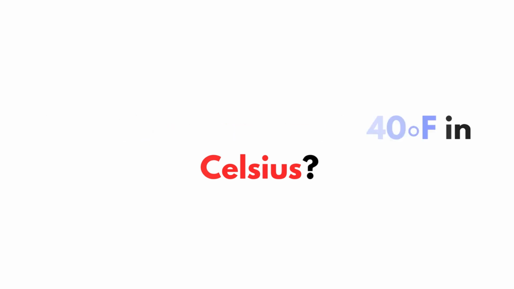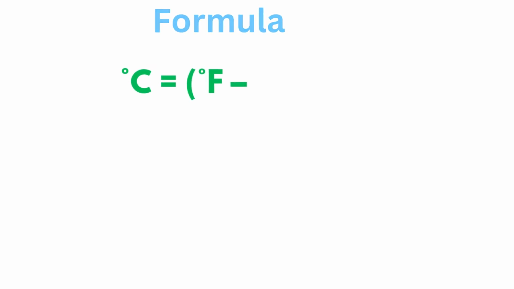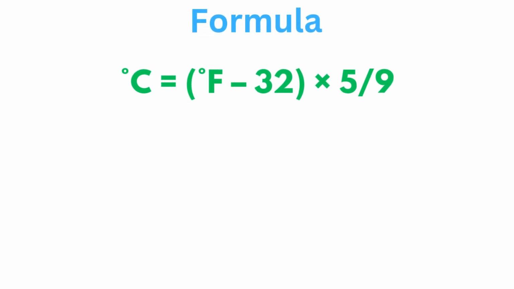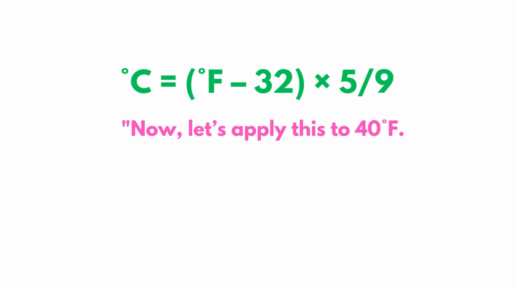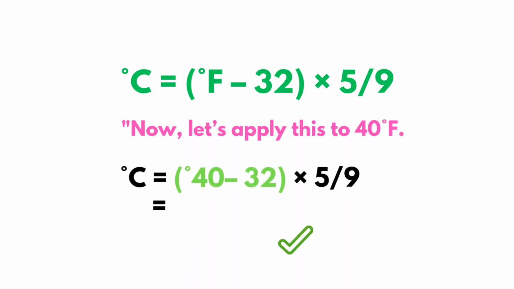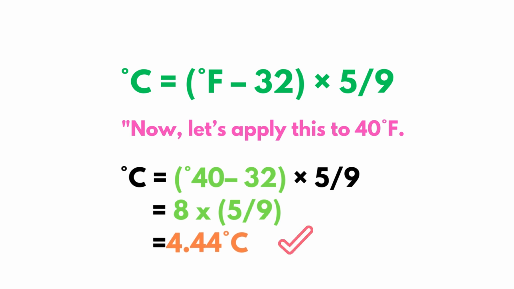Let's dive in. First, let's recall the formula to convert Fahrenheit to Celsius. It's °C equals (°F minus 32) times 5/9. Simple, right? But let's unpack this. The 32 here accounts for the offset between the two scales, like how water freezes at 32 degrees Fahrenheit, which is 0 degrees Celsius. The 5/9 adjusts the scale difference, since Fahrenheit degrees are smaller than Celsius.